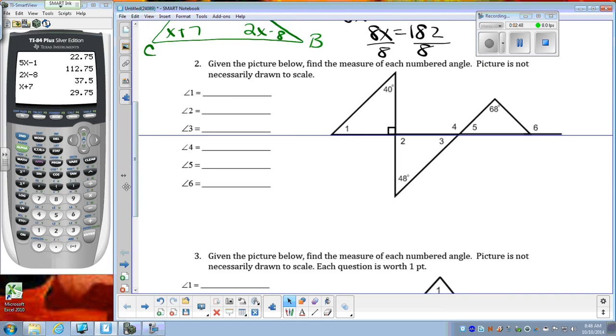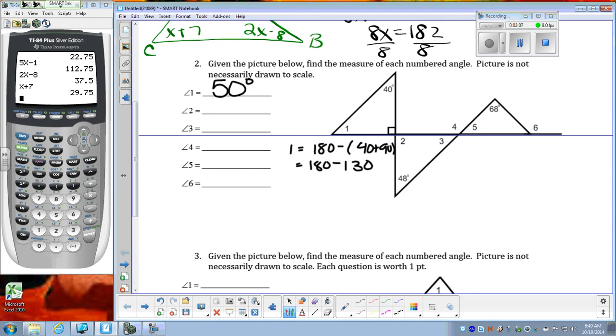Number 2, I want to find the measure of each numbered angle. So if I start from number 1, I know angle 1 would equal 180 minus 40 plus 90. So that's 180 minus 130. So angle 1 is 50 degrees. Angle 2 is vertical from 90 degrees, so I know angle 2 has to be 90 degrees. For angle 3, I want to do 90 plus 48, which is 138, and then subtract that from 180 to get that angle 3 is 42 degrees.